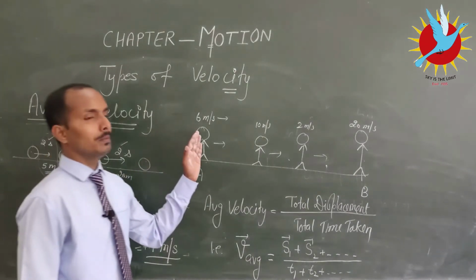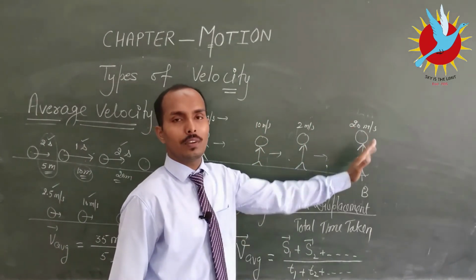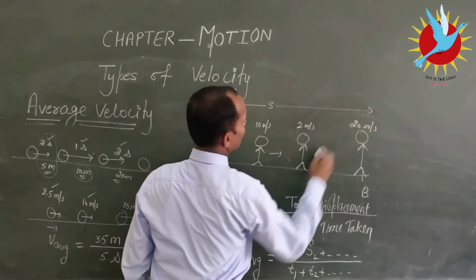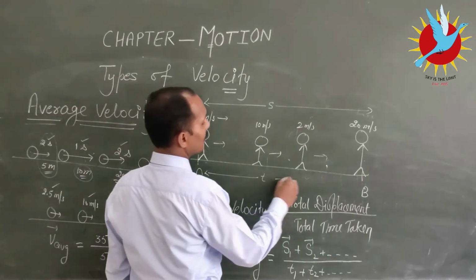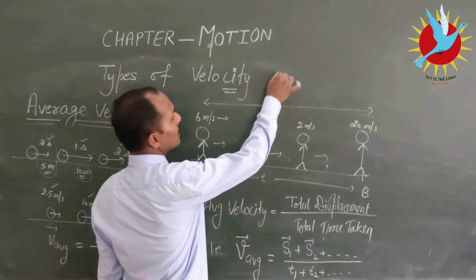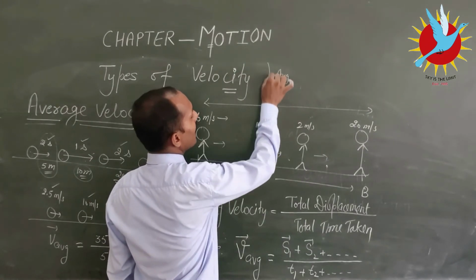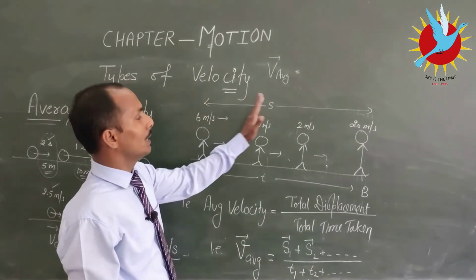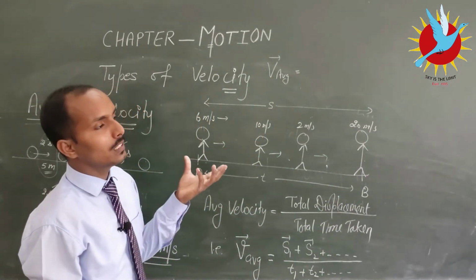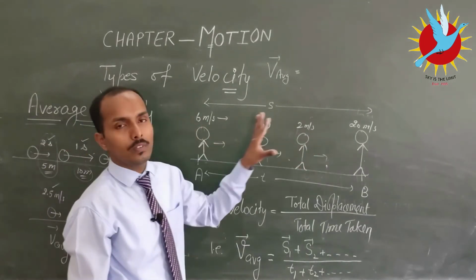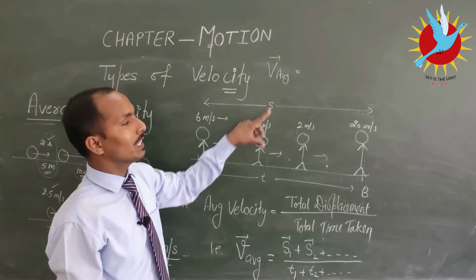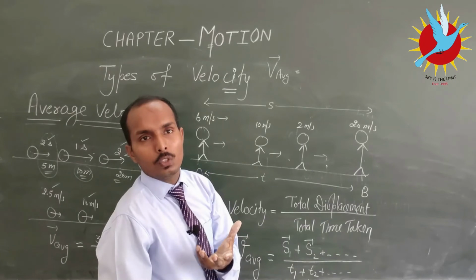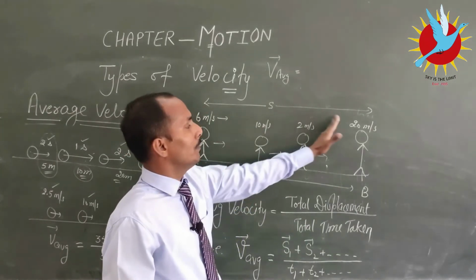Average velocity means a person is moving at different speeds, but how much distance is covered? Suppose it covers distance s and takes time t. Then what is its average velocity? Average velocity means the uniform velocity with which it moves to cover the same distance in the same time. It moves with different velocities, but what is the significance of average velocity? It is the uniform speed with which it moves to cover the same distance in the same time.